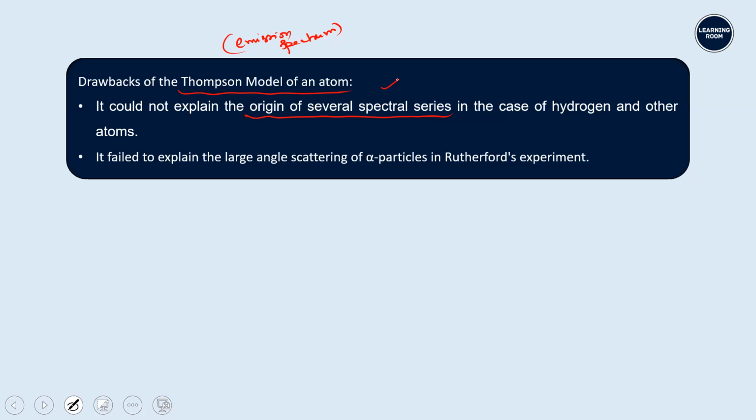Secondly, obviously the next scientist who did the experiment to prove that he was wrong, Thomson could not have explained that part. The scientist who did the experiment subsequent to Thomson was Rutherford. Rutherford performed the alpha ray scattering experiment. So obviously Thomson's model could not justify the alpha ray scattering. It failed to explain the large angle scattering of alpha particles in Rutherford's experiment.